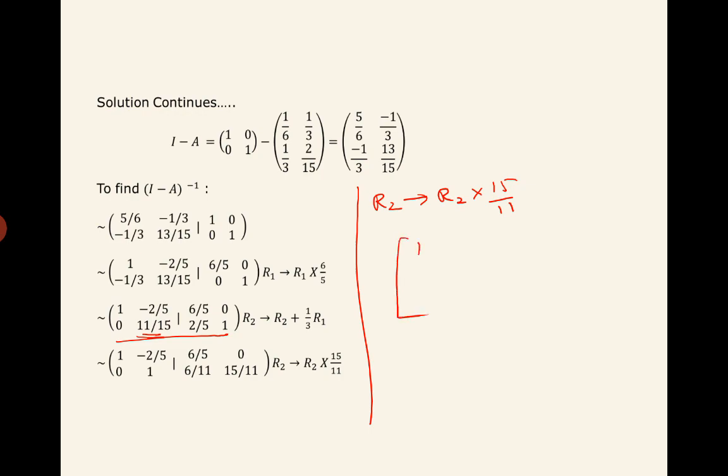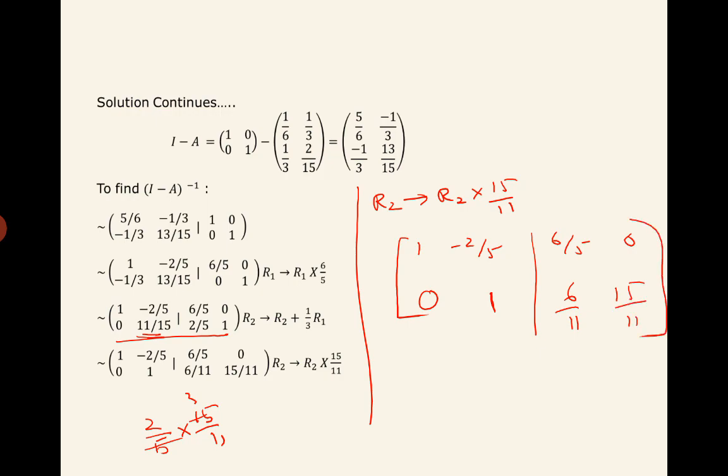The first row: 1, negative 2 over 5, 6 over 5, 0. Second row, this will be 0 when you multiply any number with 0. So 11 over 15 multiplied by 15 over 11 will be 1. Here 2 over 5 multiplied by 15 over 11, this will be 6 over 11. And then 1 multiplied by 15 over 11 is 15 over 11. So now we got this matrix, isn't it?